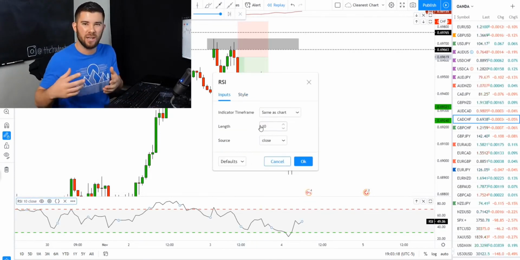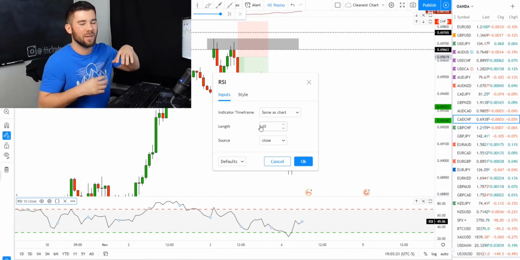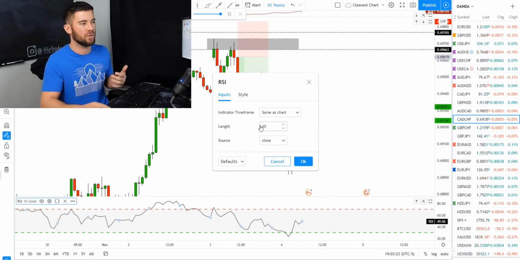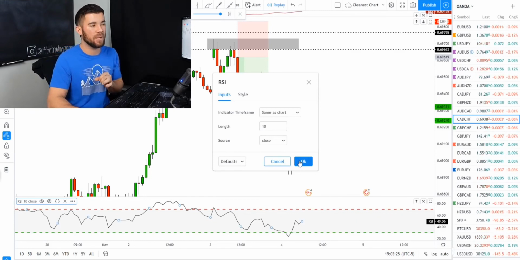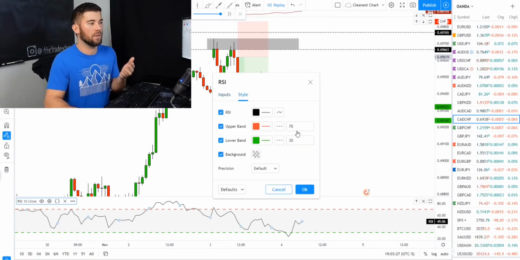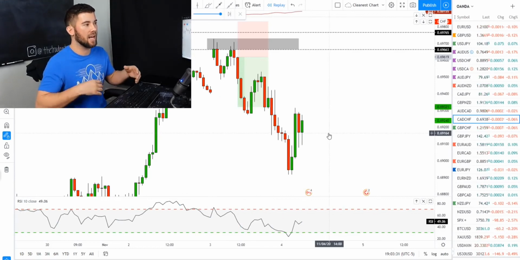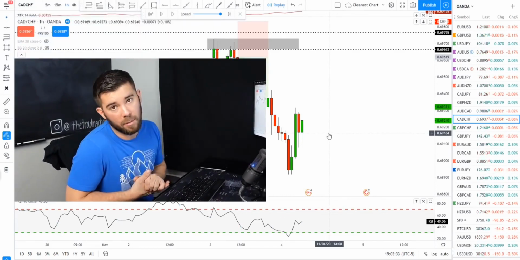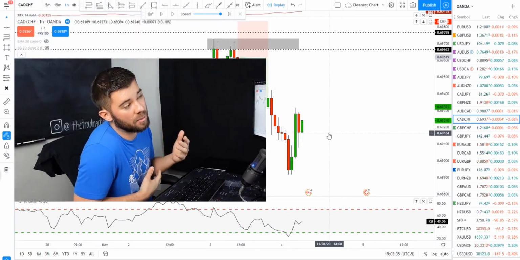The RSI settings that I have are a 10 period RSI. So I change it. It normally comes with a 14 period. I want it to move a little bit faster for this type of trading. So I set it to a 10 period RSI. The style for the upper band and lower band, they're still 70-30. And that's the settings for the RSI. And that's how to trade double bottom with RSI divergence and double top with RSI divergence.